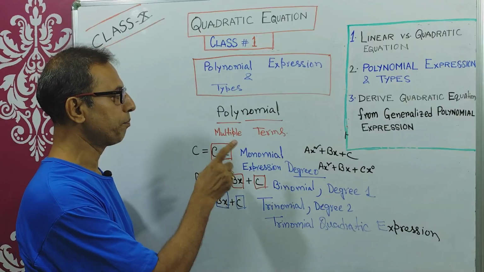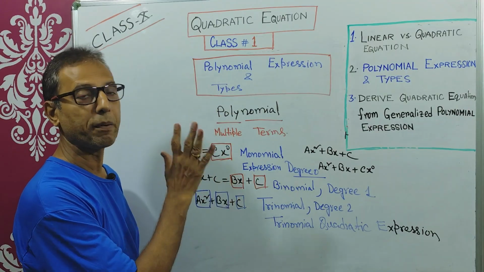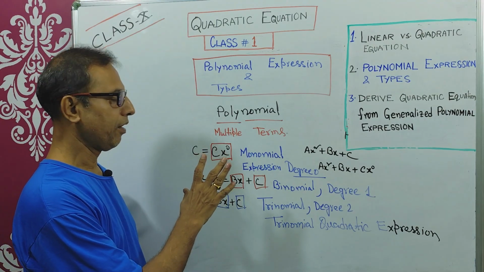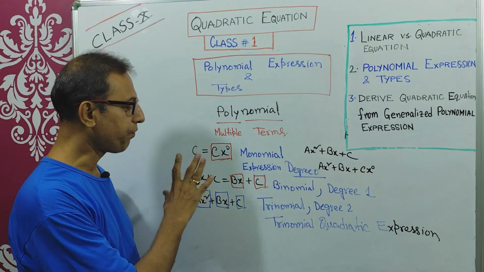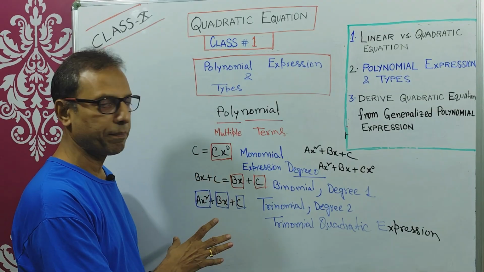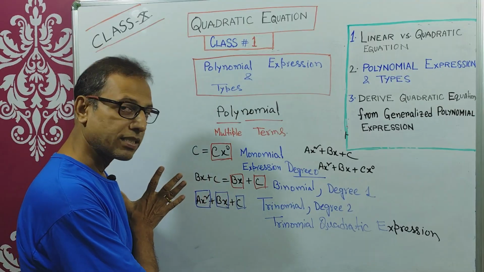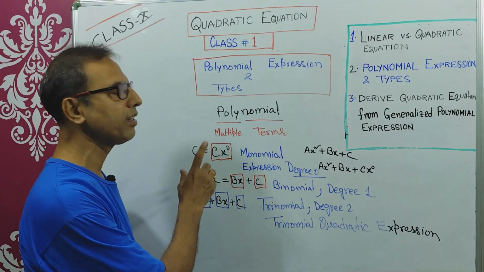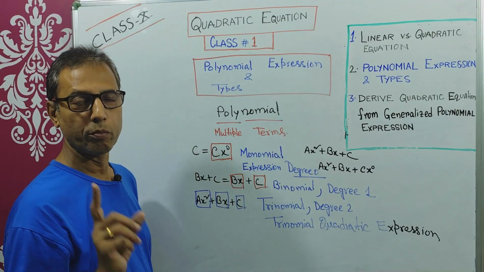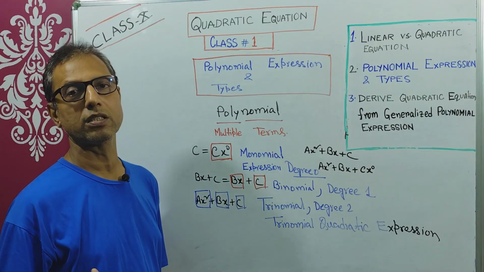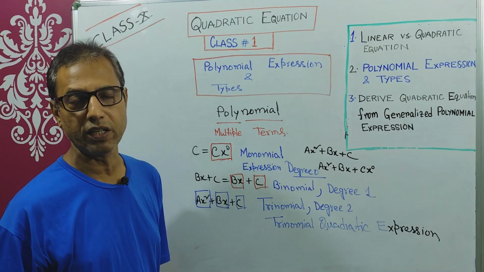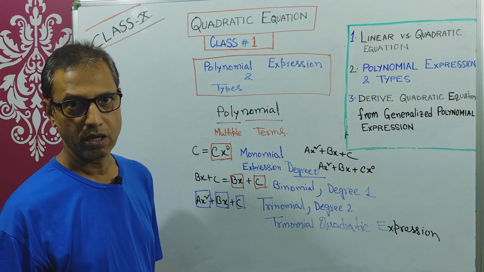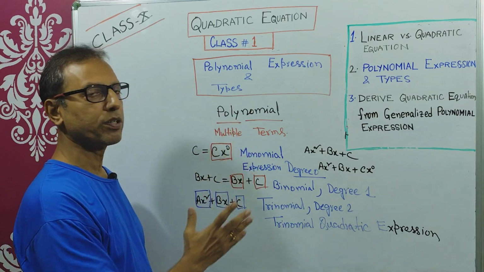So polynomial means multiple terms. When you can express multiple terms with variables in the form of addition, subtraction, multiplication in a single expression, that expression is called a polynomial expression. When the number of terms is 1, that is a monomial expression. When the number of terms is 2, it is a binomial expression. When the number of terms is 3, a trinomial expression. Number of 4, quadrinomial expression. And parallelly, the degree of the equation you also need to see.